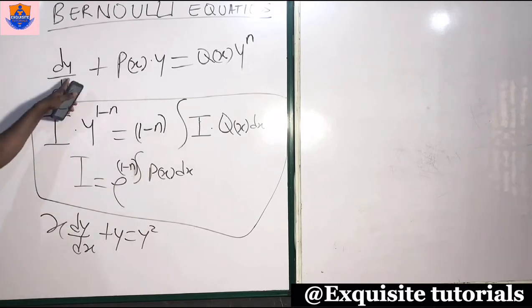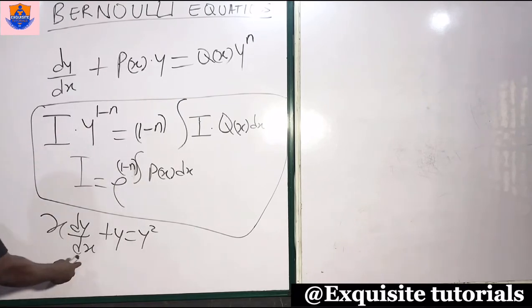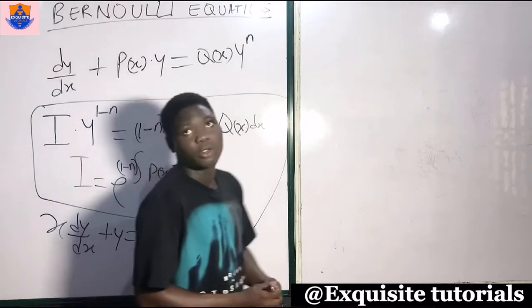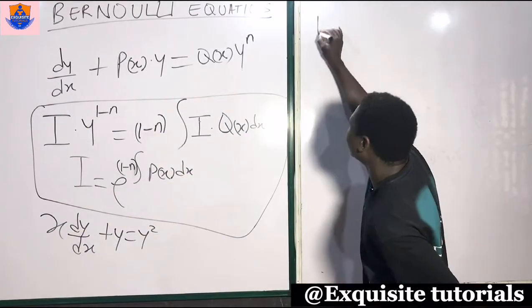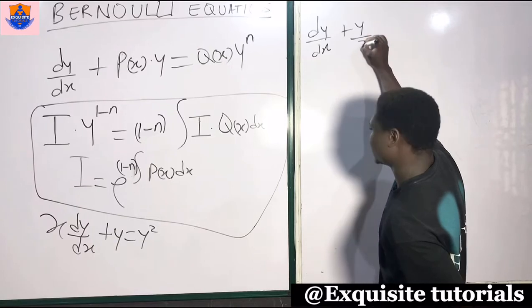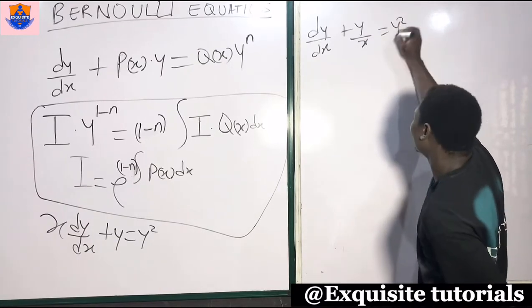Now, we want it to be of this form, so it means that dy over dx must stand alone. So I will have to divide through by x. So we are going to have dy over dx plus y over x equals y squared over x.